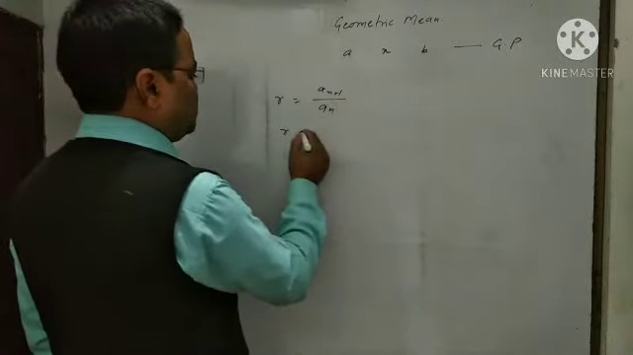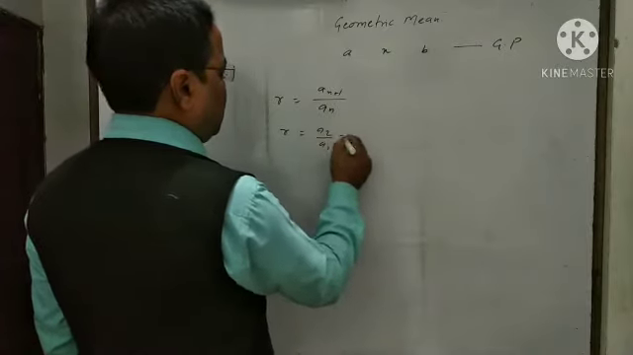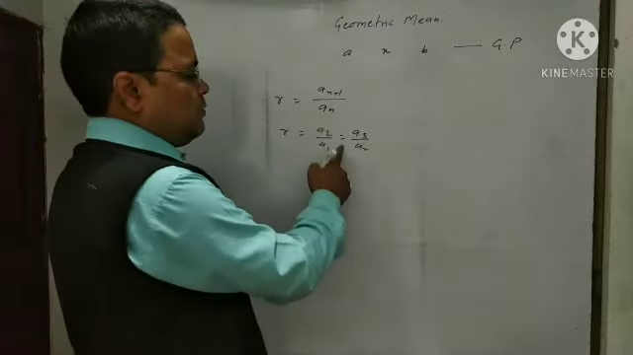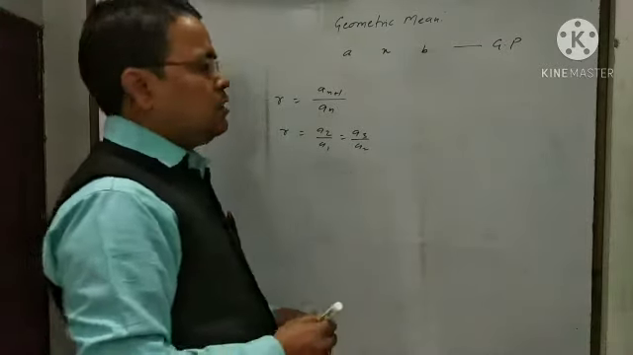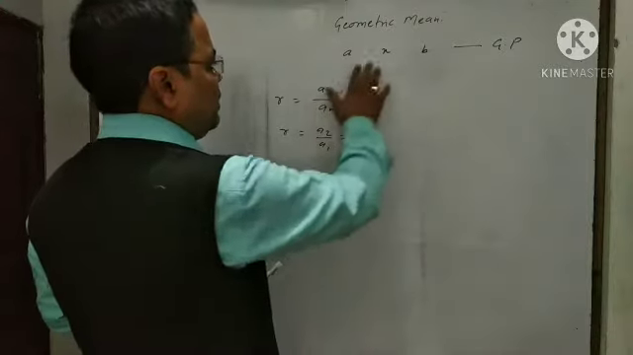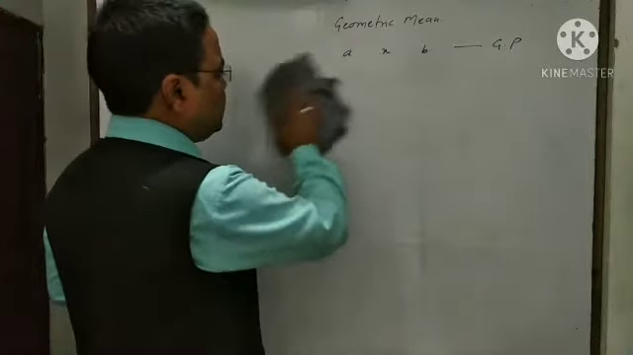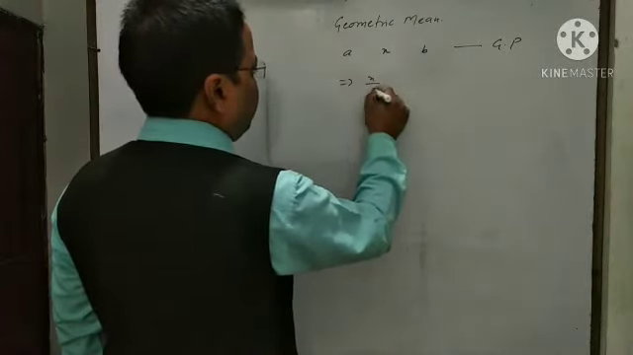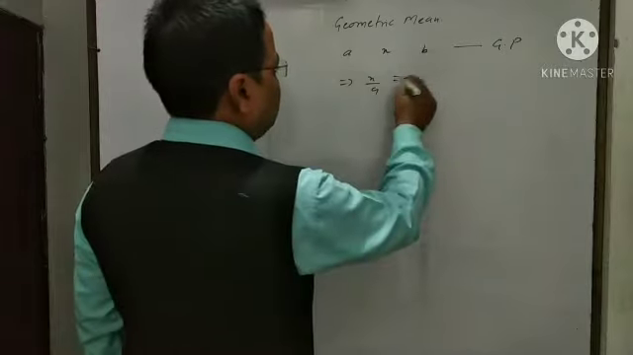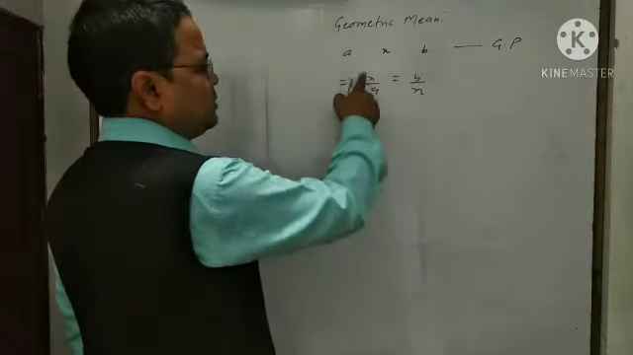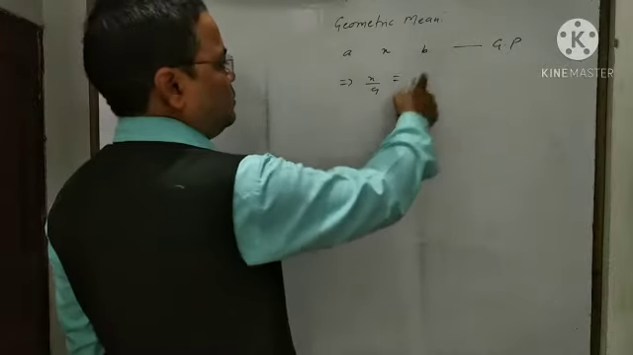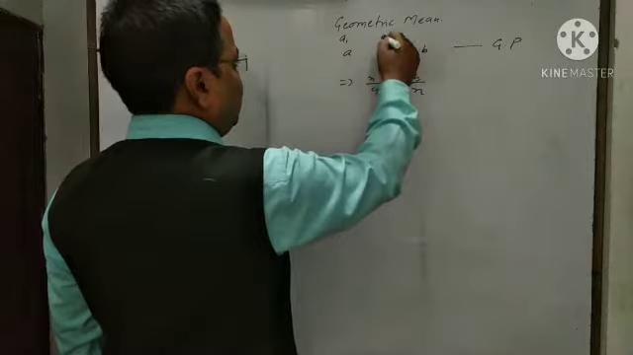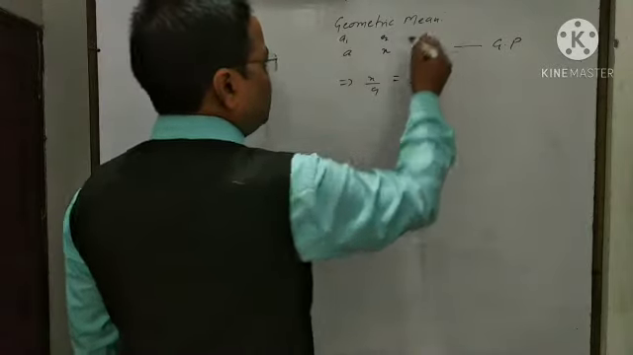Means r is equal to a2 by a1 or a3 by a2. Means second term upon first term, or we can say third term upon second term. Using this concept, we should find the value of r here. In this case, the common ratio here will be x by a, and which should be equal to b by x. Means second term upon first term equal to third term upon second term. Here a is the first term, x is the second term, and b is the third term.